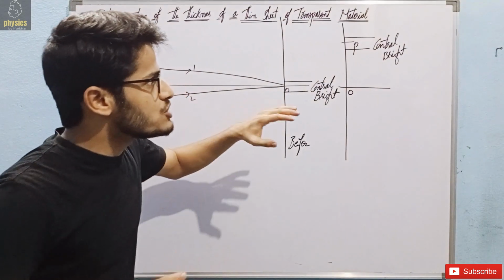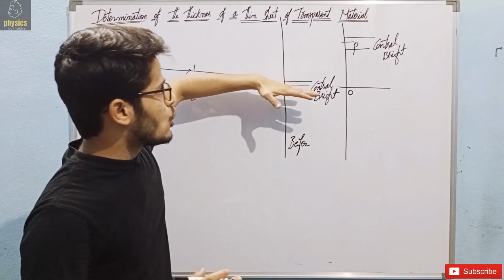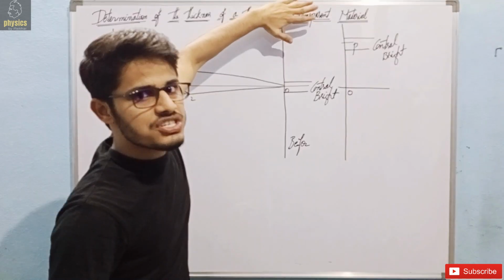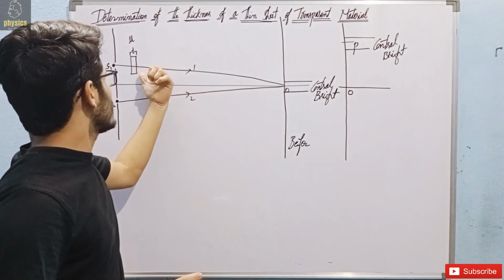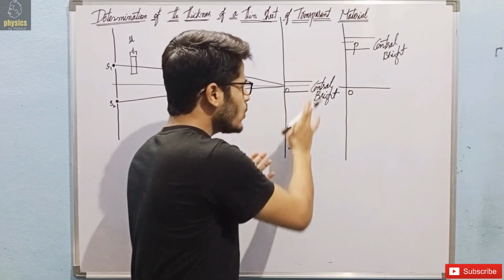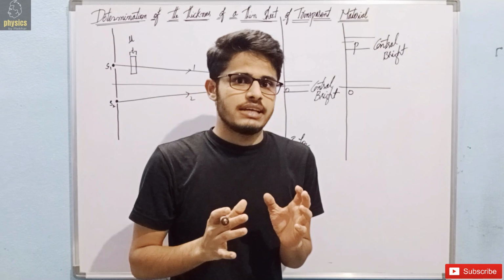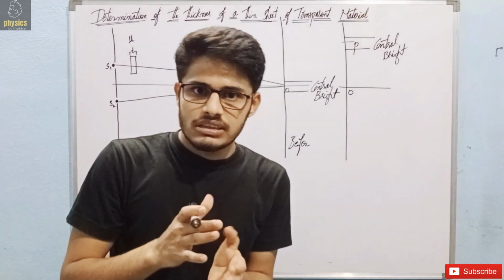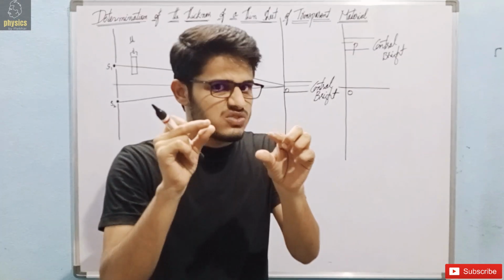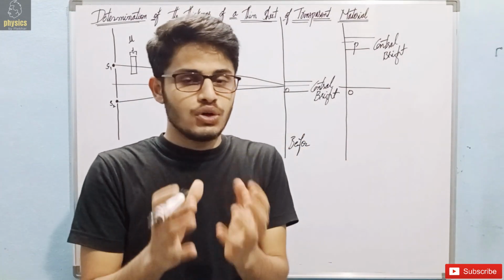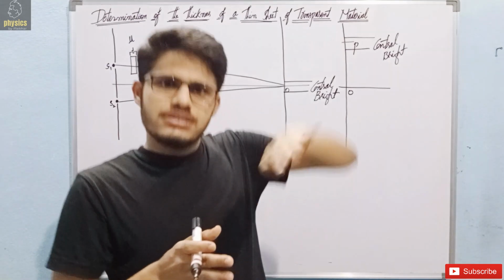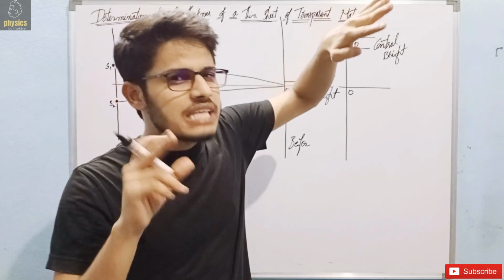So the position of the central bright fringe got displaced in the upward direction because of the introduction of the thin mica sheet. And you see, what we have noticed is that because of the introduction of the thin sheet, the fringe width won't change. The fringe width did not get changed, but all the fringes got displaced upward with the same displacement.